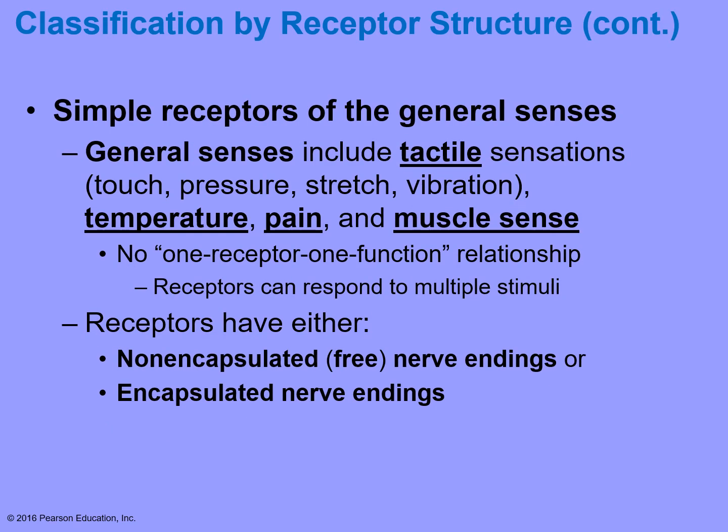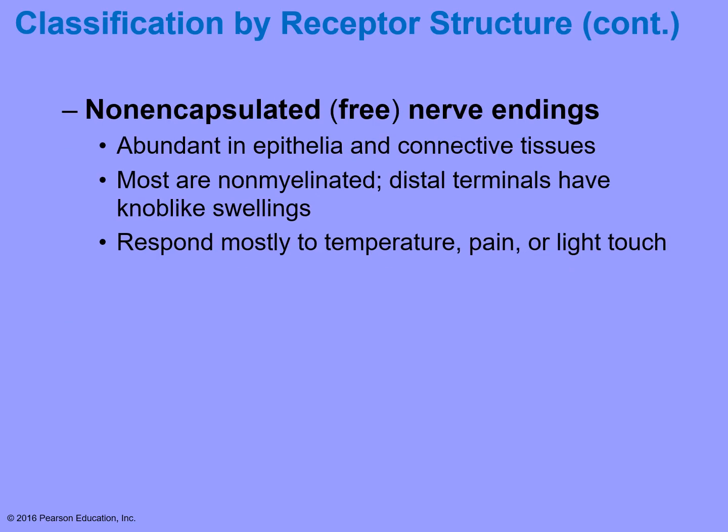The simple receptors for those general senses often include tactile, which is touch. Receptors tend to have either free nerve endings or encapsulated. The non-encapsulated or free nerve endings tend to be very abundantly found in the epithelial and connective tissue. Most of those are non-myelinated. Those will respond usually to temperature, pain, or light touch.